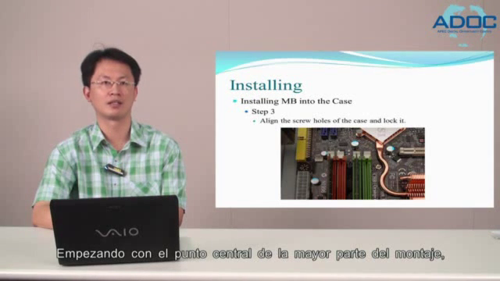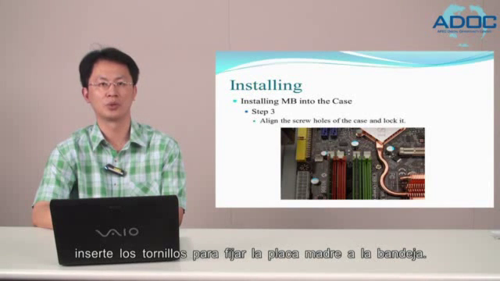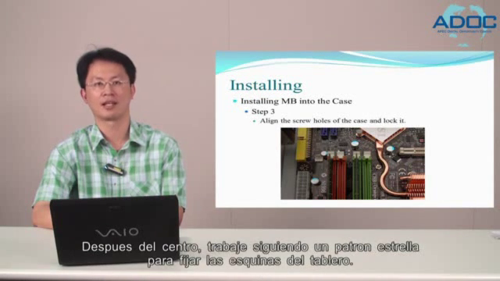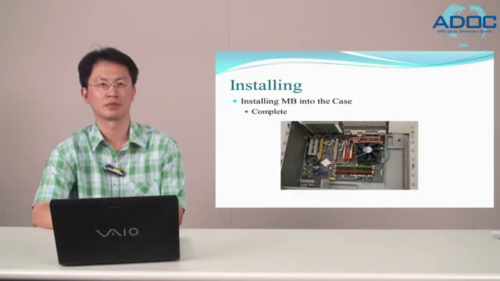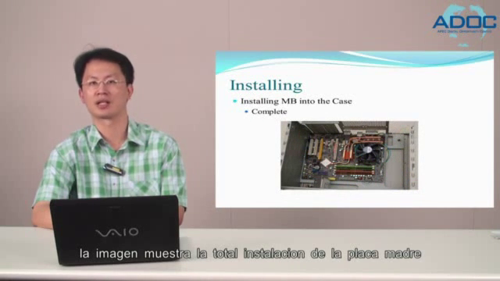Starting with the centermost mounting point, insert the screws to fix the motherboard to the tray. After the center, work in a star pattern to affix the corners of the board. The picture shows the completed motherboard installation.